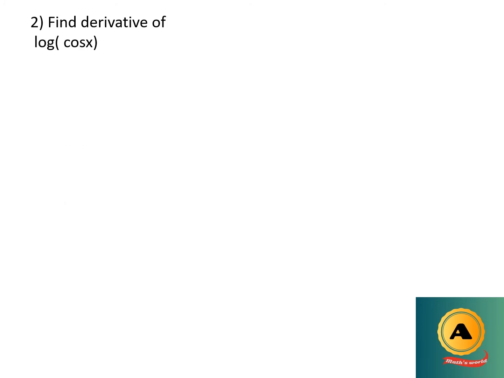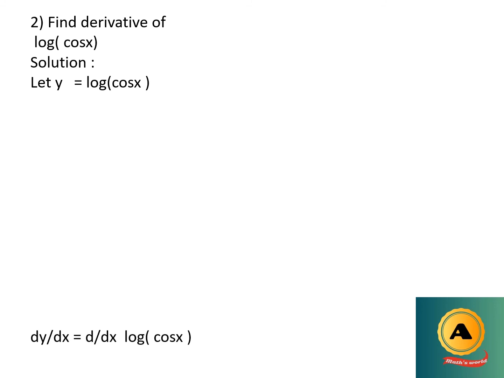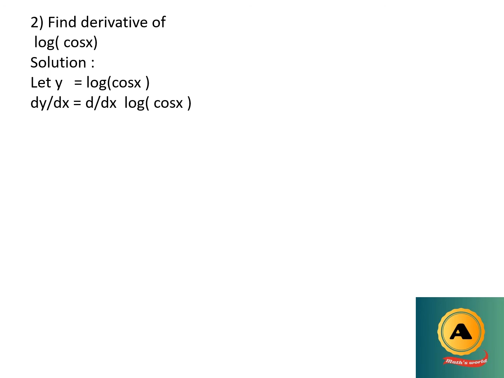Let's see one more example. Find derivative of log of cos x. Let us assume y be the given function log of cos x. Differentiate both the sides with respect to x. So dy by dx equals to derivative of log of cos x. Log of cos x is a composition of two different functions. One is logarithmic function and other is cosine function.